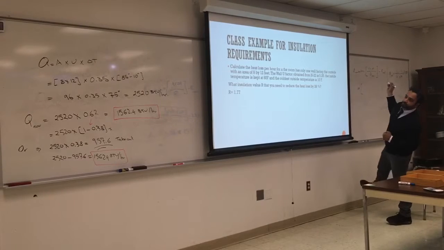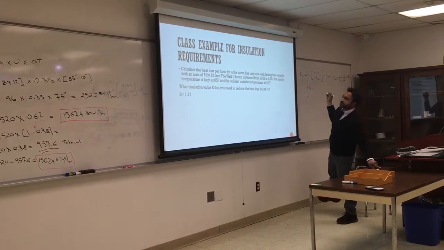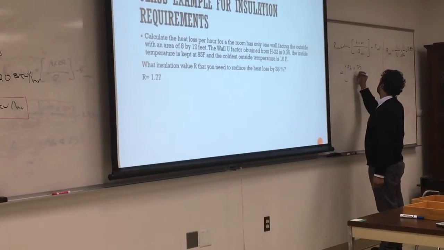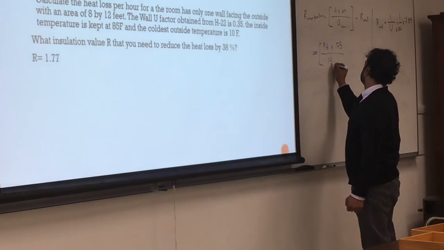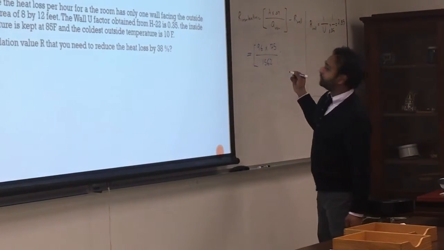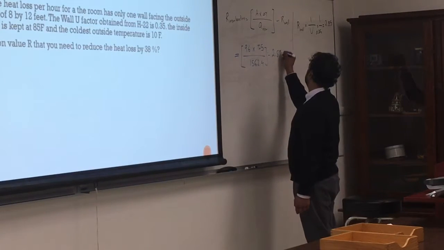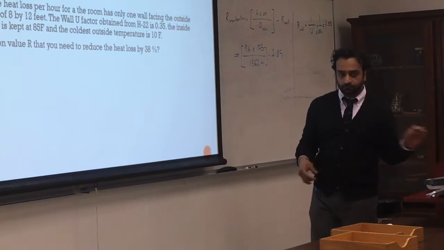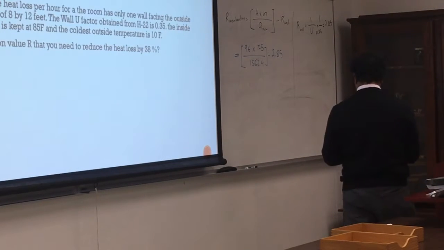Okay, now I just fill in the blanks. Area, we said the area was 96, times 75, over 1,562.4, minus 2.85. What do you got? 1.75. Oh yeah. 96 times 75 over 1,562.4.